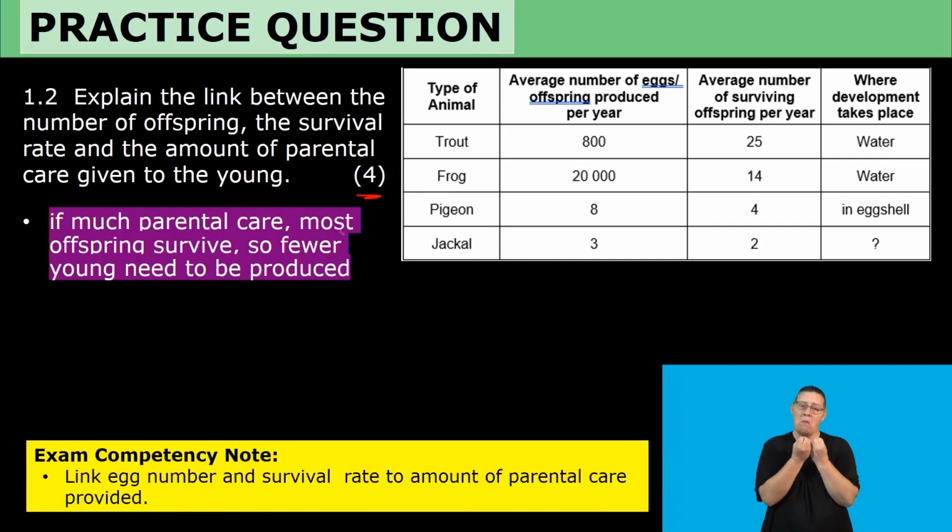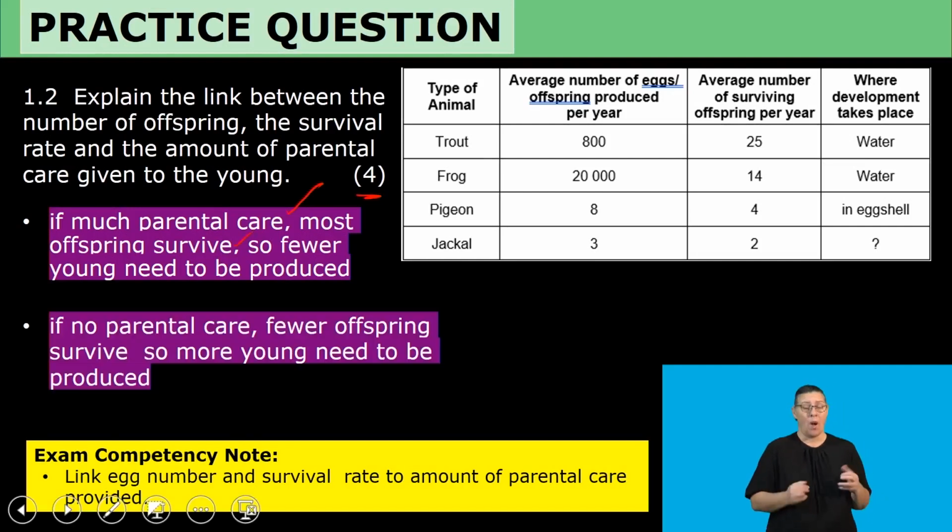If much parental care, most offspring survive, so fewer young need to be produced. So more parental care, most offspring survive, and then fewer are produced. If there is no parental care, fewer offspring survive, so more young need to be produced. I think you can see the difference between the 2 answers of our explanation.